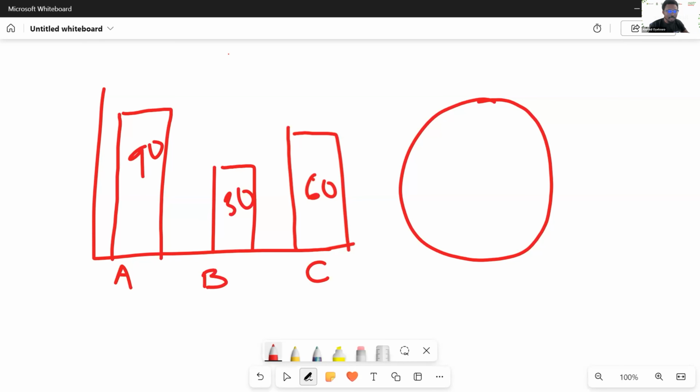Some things that circle reminds us of in maths. One of them is pie charts. Give me another one. Mathematics. Thank you very much.